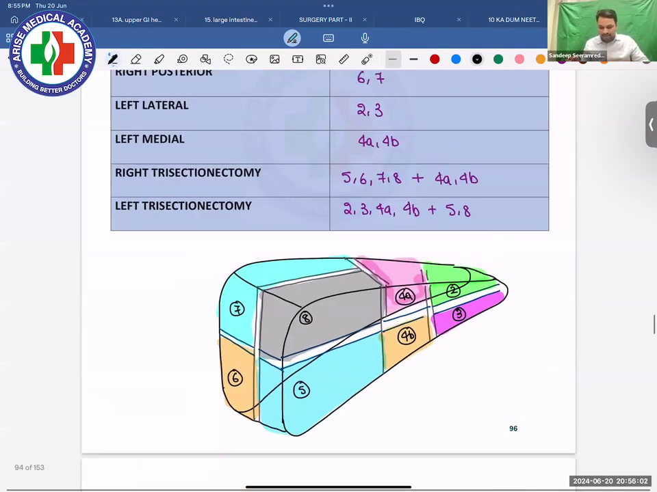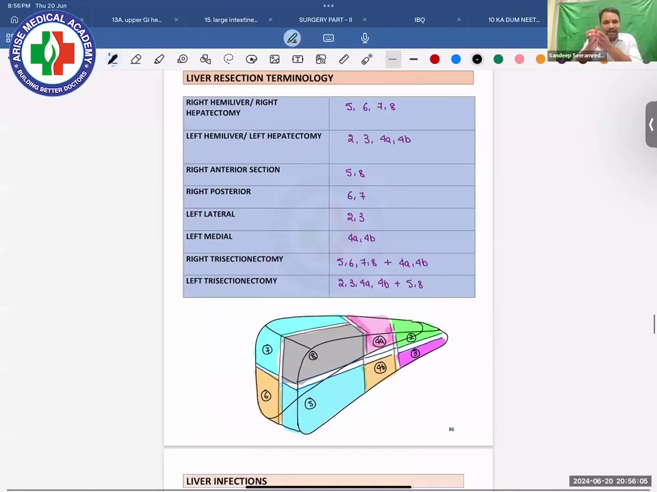Okay. Now you can see very clearly the lateral and medial sections, anterior and posterior sections as well. Clear? Liver sections are easy.